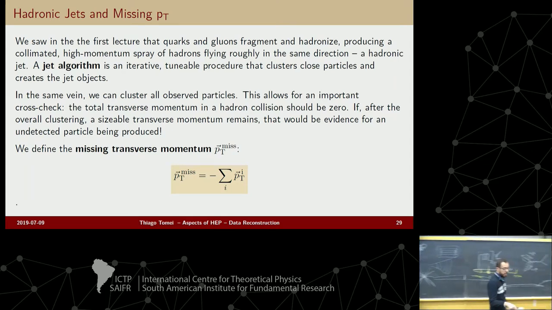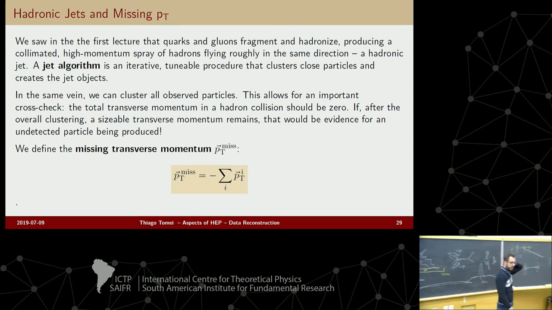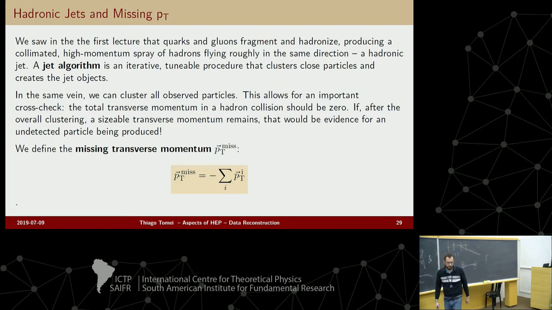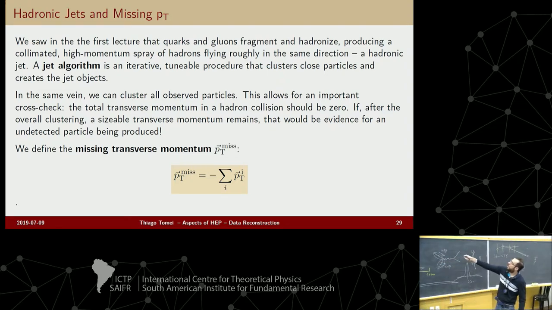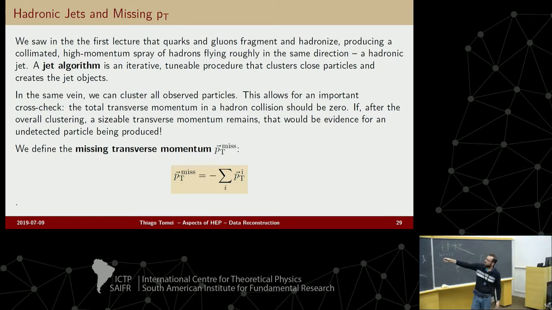And no, this particular one is not a joke. That's how I searched for extra dimensions, not found. So we also define this missing transverse momentum here as minus the vector sum of the transverse momenta of all particles. And we take the modulus of this, the absolute value of this thing.